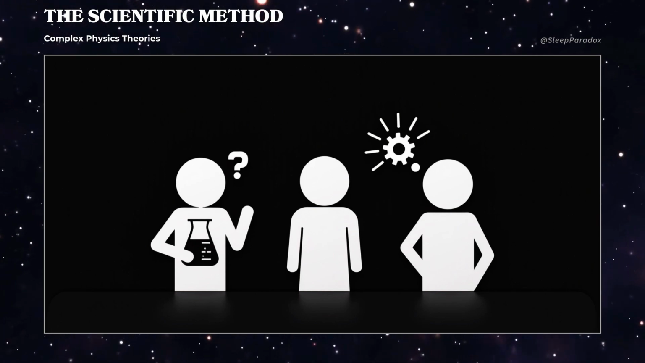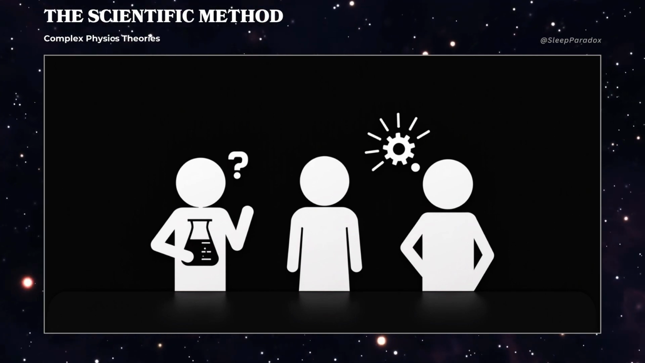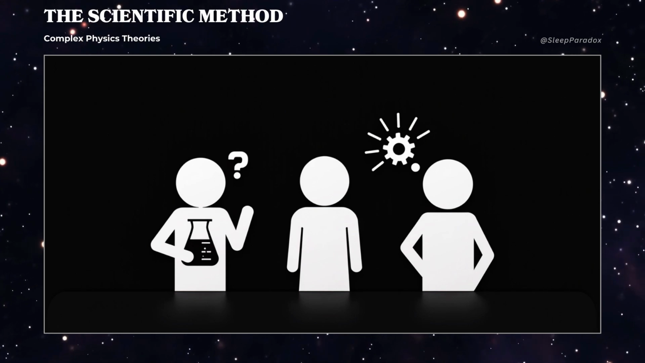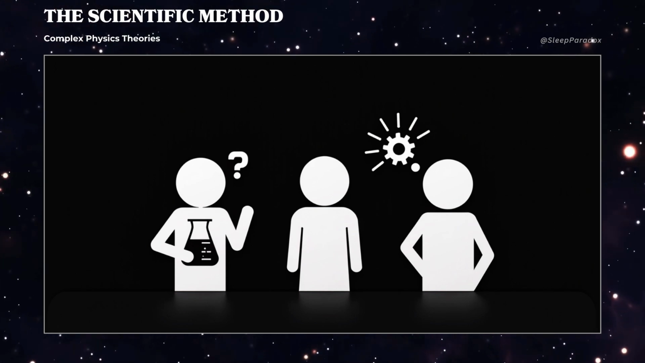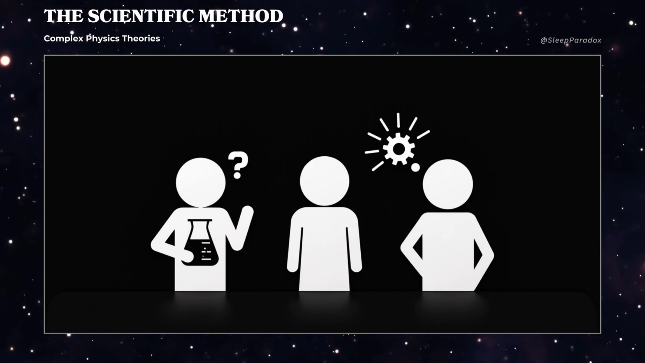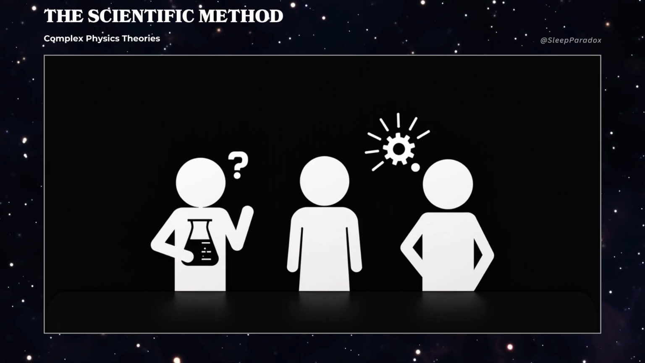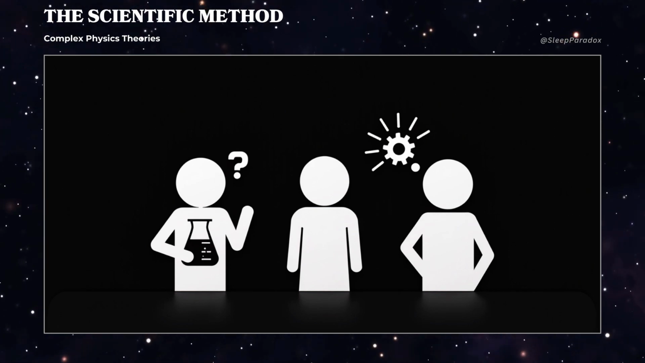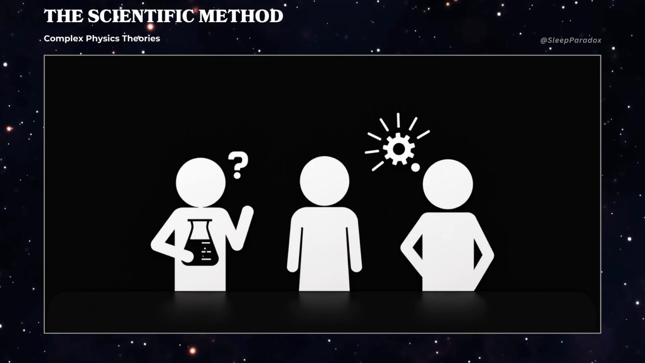Importantly, the scientific method does not guarantee absolute truth. It aims for increasing accuracy and predictive power. Even well-established theories are open to challenge if new evidence arises. This is what makes science self-correcting and dynamic.